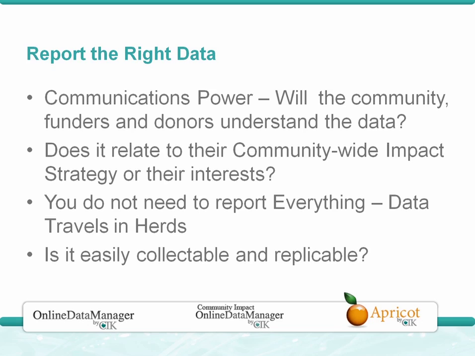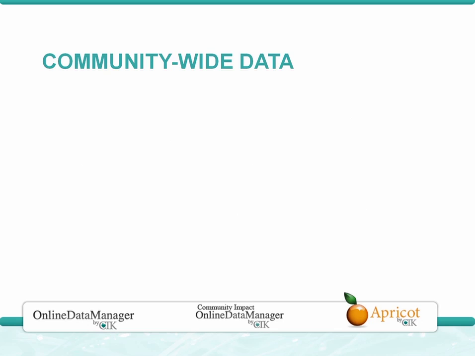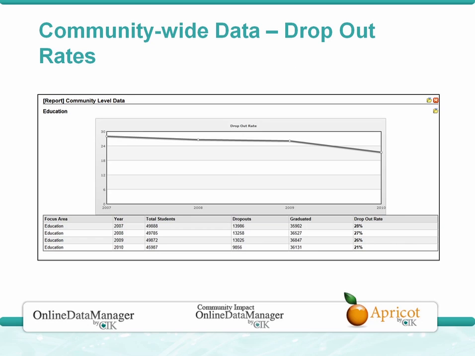So if you're in a community that is large enough that they are doing the American Community Survey, now you have access to much more helpful data than waiting every 10 years for the census. So that's another example of how we want to make sure that the data is easily collectible and replicable. So let's talk about some examples, again collected from community-wide data sources.